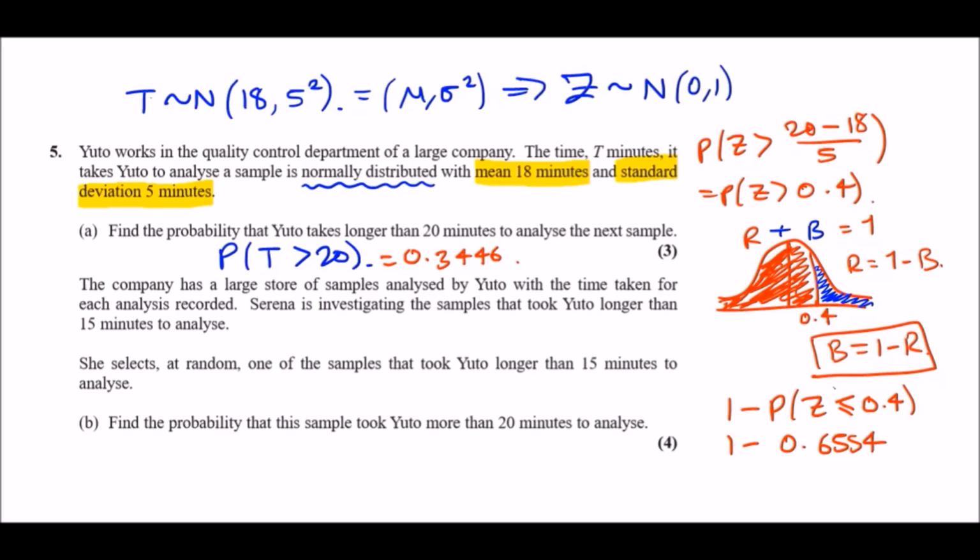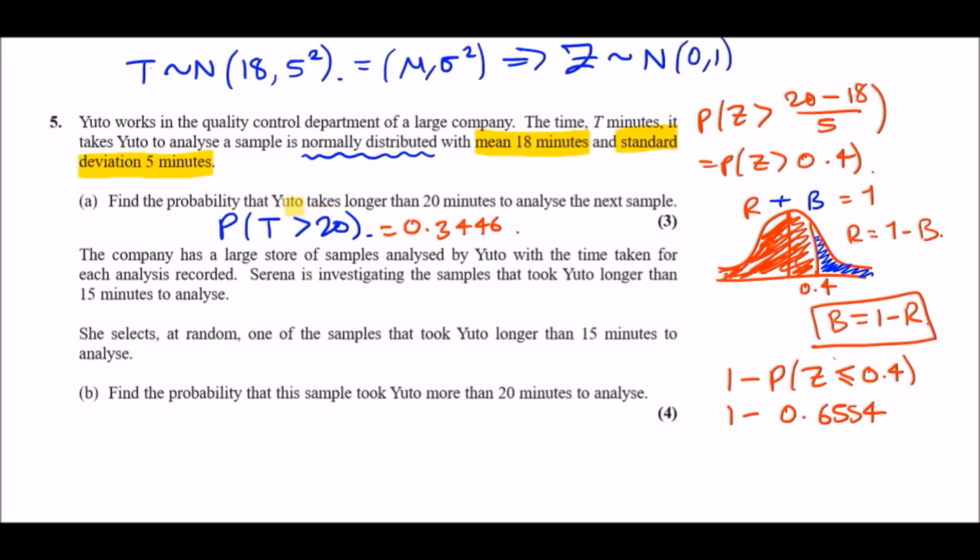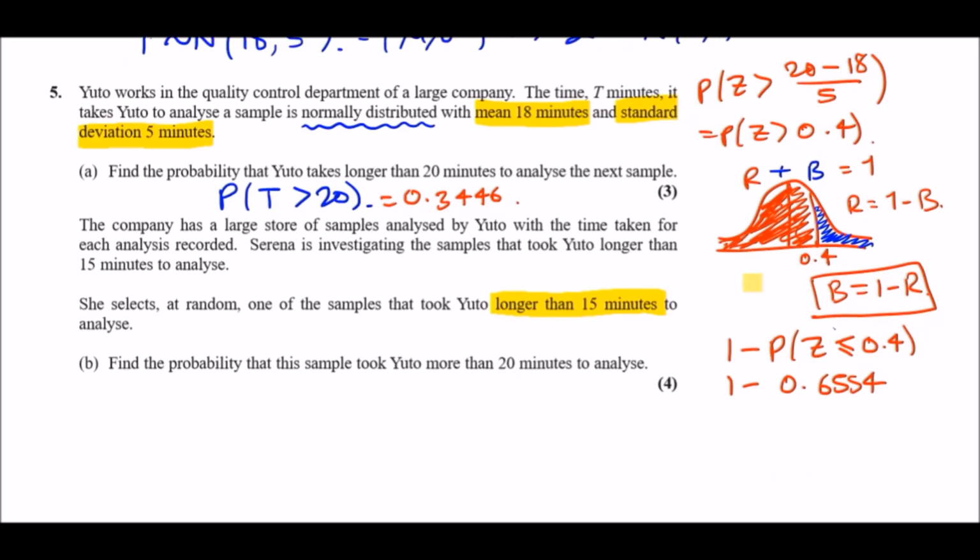Okay, moving on to part B. It says that the company has a large store of samples analyzed by UTO with the time taken for each analysis recorded. Serena's investigating the samples that took UTO longer than 50 minutes to analyze. She selects at random one of the samples that took UTO longer than 15 minutes. So this is already telling us that we're working in 15 minutes. Find the probability that this sample took UTO more than 20 minutes to analyze.